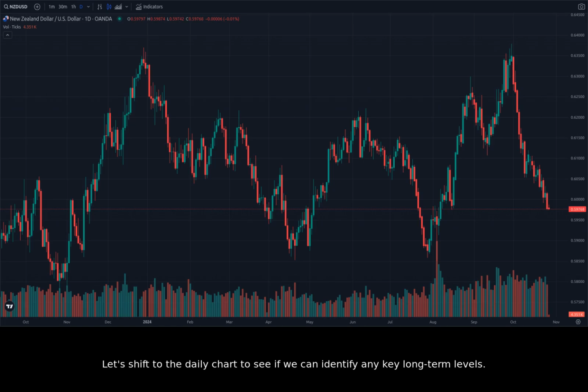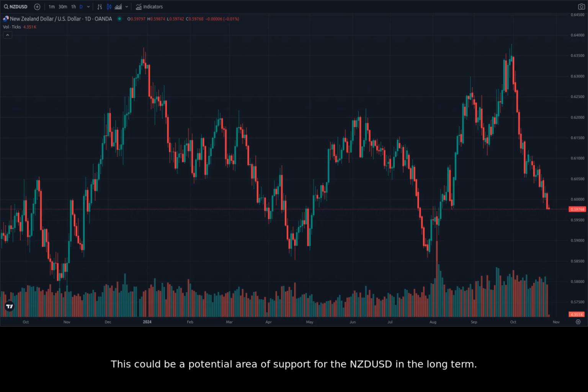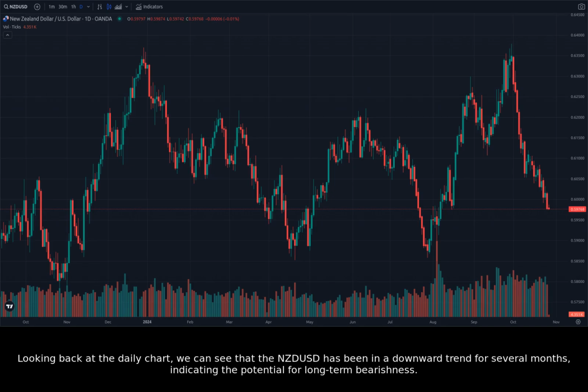Let's shift to the daily chart to see if we can identify any key long-term levels. On the daily chart, we can see that the NZDUSD has been consolidating around the 0.5900 level for the past few days. This could be a potential area of support for the NZDUSD in the long term. However, if the NZDUSD breaks through this level, it could indicate a continuation of the bearish trend and possibly trigger a move towards the 0.5700 level.